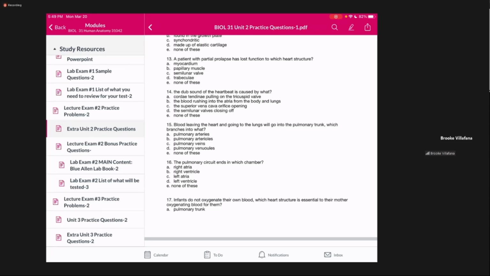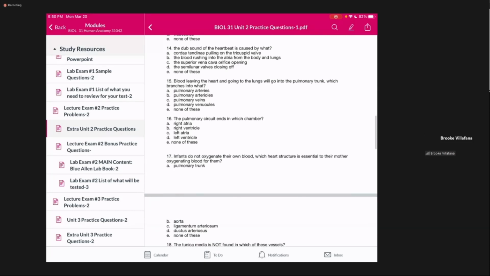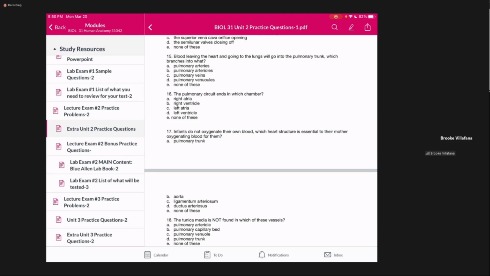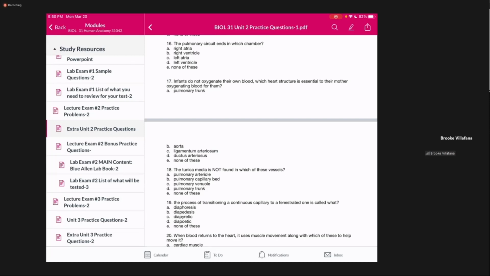Question 15. Blood leaving the heart and going to the lungs will go into the pulmonary trunk, which branches into what? If you said pulmonary arteries, that would be correct. Pulmonary arteries, we know that arteries always go away from the heart, veins always come back to the heart. All right, question 16. The pulmonary circuit ends in which chamber? If you said it ends in the left atria, that would be correct. The pulmonary circuit starts in the right ventricle as it goes to the lungs and then ends in the left atria when it comes back to the heart.